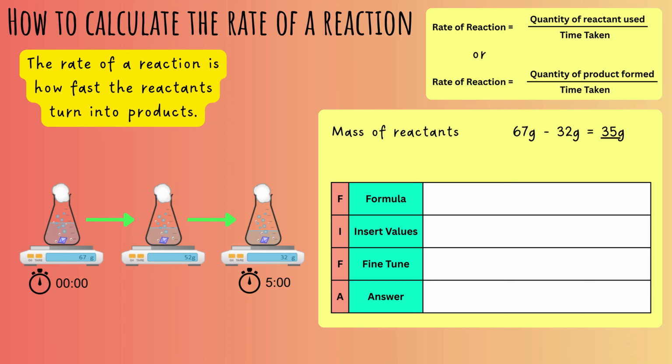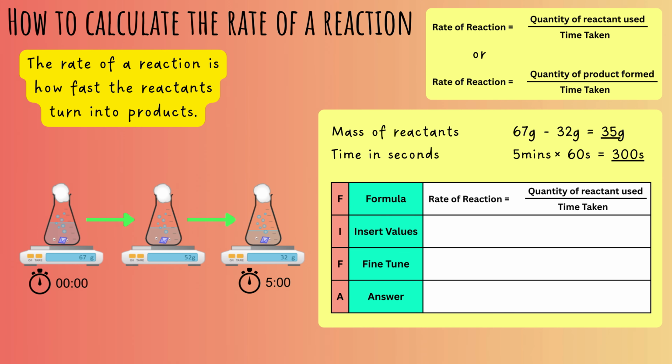The time is 5 minutes, but we will convert that to seconds. We'll do that now just to keep things simple. 5 minutes times 60 seconds equals 300 seconds, and that's worth noting. Now we can follow FIFA, which is formula, insert values, fine-tune, and answer. This is our format for calculating extended questions.